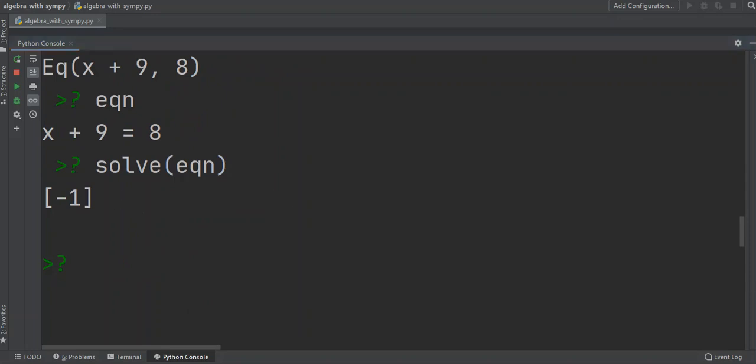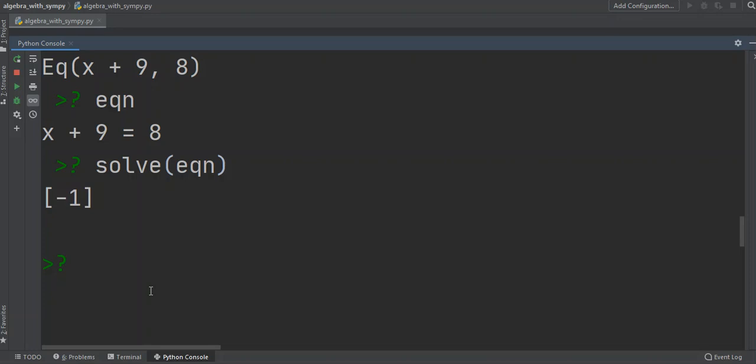Well, -1 plus 9 is the same as saying 9 minus 1, so to speak. In other words, 8. So we plugged the -1 into x, and it all checks out. We solved our equation. 2 notes.